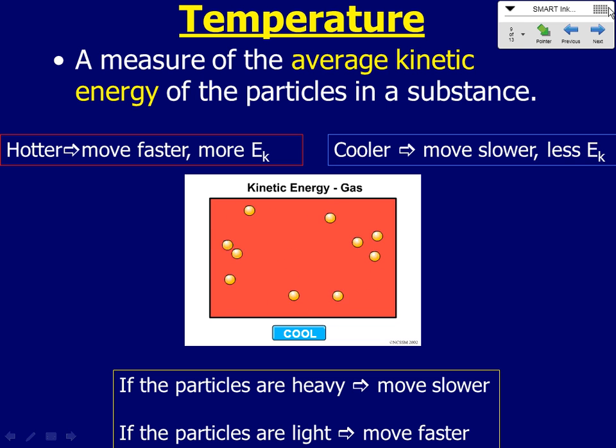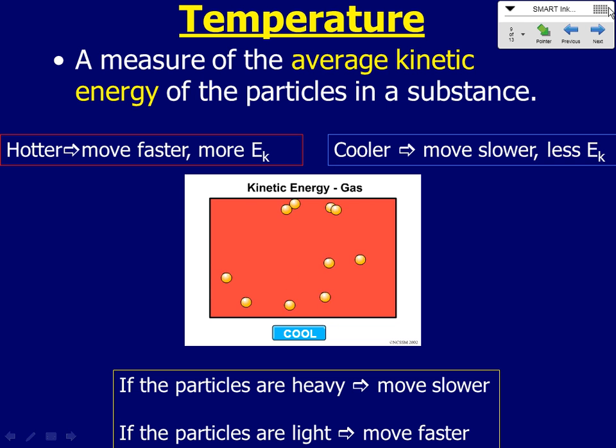Volume's easy to understand. We've all measured volume. Number of moles, I think we're getting the idea of that. It's the number of particles that we're dealing with. So it's temperature and pressure that we've got to really kind of master right now so that we can continue on and understand what's going on. So what do we mean by temperature? A temperature is a measure of the average kinetic energy of the particles in a substance.